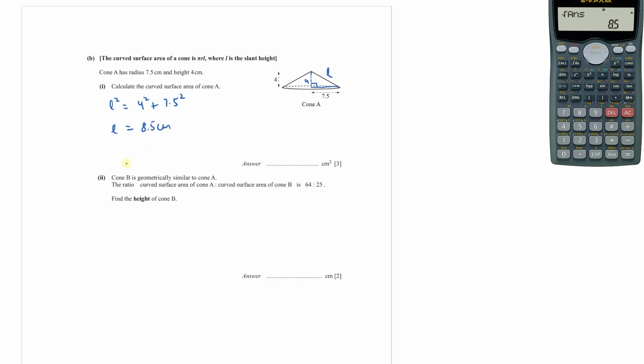So L is 8.5 centimeters. The curved surface area will then equal pi r L, which is pi into r, which is 7.5, the radius, and the slant height L is 8.5. So this will be pi into 7.5 into 8.5. So this is 200.276. Again, to three significant figures, it will be 200.